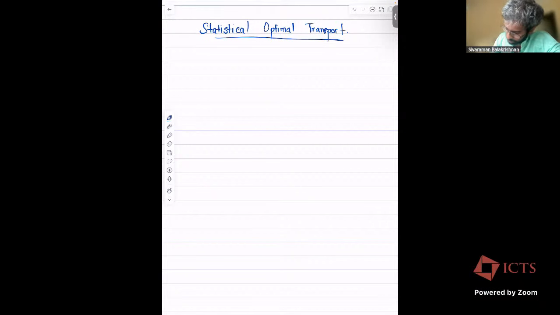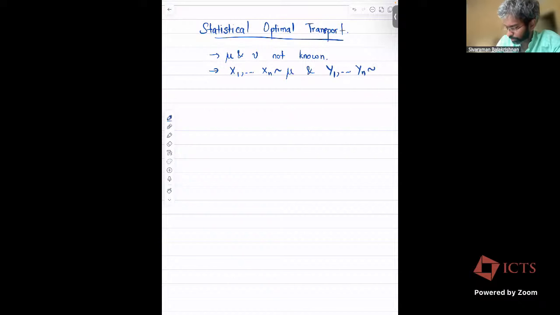And so, okay, the setting that we'll work in is something like this. We'll typically say mu and nu are not known to you. But instead, what you have is sample access to them. So that means I will give you a collection of random variables that are drawn from each of these distributions. And for simplicity, I'll assume that I give you n samples from mu and n samples from nu. So this is the setting of statistical optimal transport.